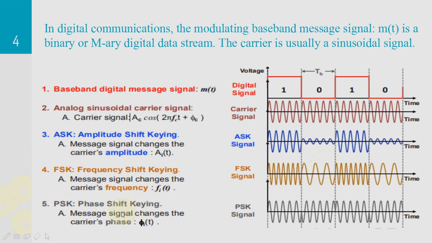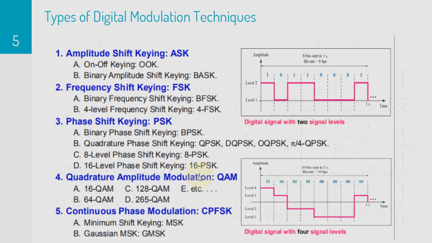In PSK, phase shift keying, the message signal changes the carrier's phase. That is, if the transition is from 1 to 0, a negative phase is available, that is the 0 bit is transmitted, and when the digital data transitions from 0 to 1, the positive phase is available. Again from 1 to 0, negative phase is available. In this way, all digital systems work.